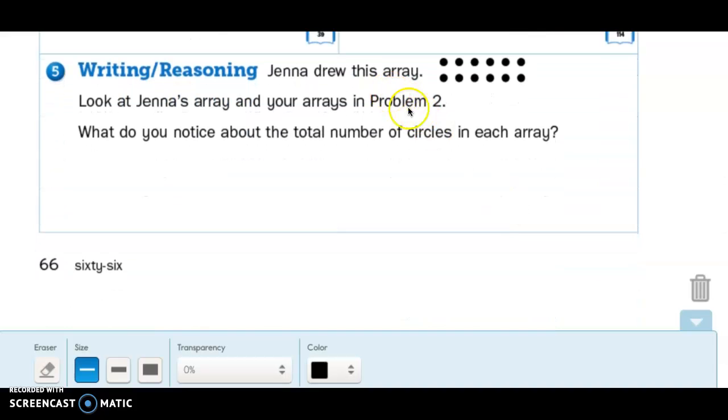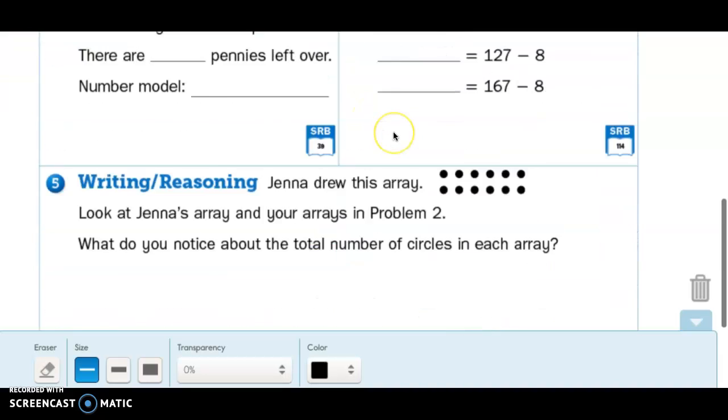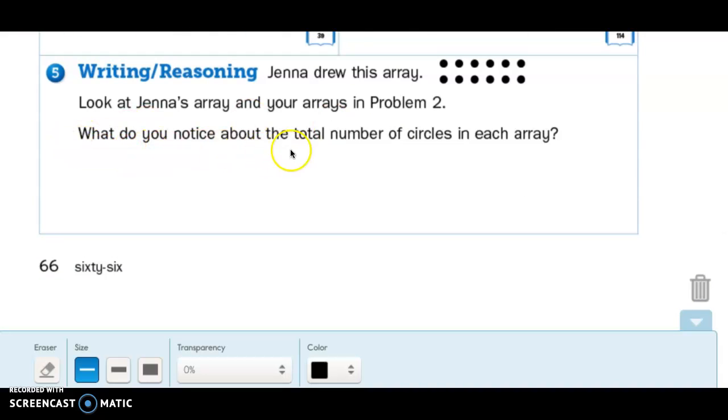And lastly, Jenna drew this array. Look at Jenna's array and your arrays in problem 2. Okay? What do you notice about the total number of circles in each array?